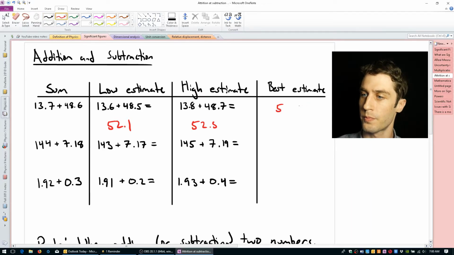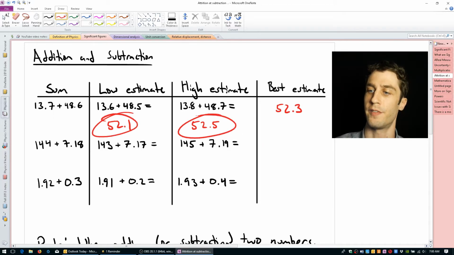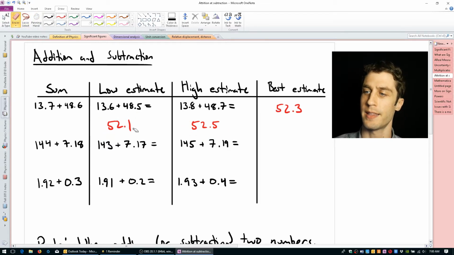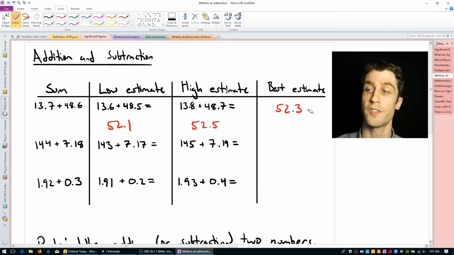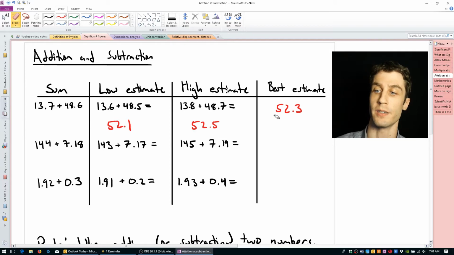That gives us 52.3. And it's halfway between these other two numbers, 52.1 and 52.5. I see that 52.1 is 0.2 lower than 52.3, and 52.5 is 0.2 higher than 52.3, and so this third digit is significant. It's uncertain. It could be a little bit higher, a little bit lower, but it is a significant figure.